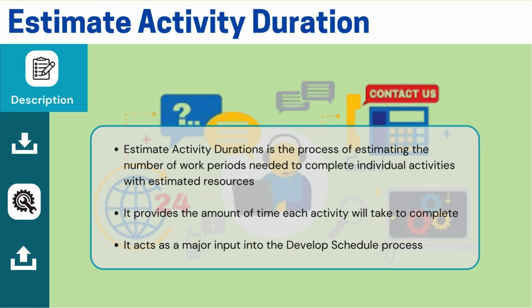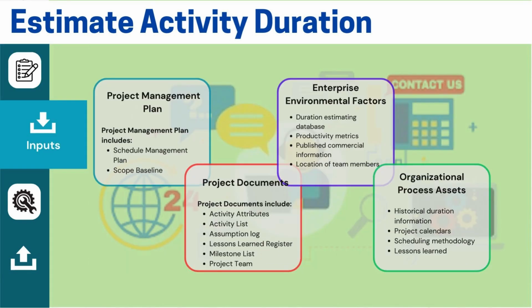For example, conducting surveys or preparing market research findings might take 12 hours, analyzing and consolidating data might take 18 hours. Based on this, we estimate the time needed for each activity in the agreed-upon unit and capture it in the plan. One of the key inputs for this process is the project management plan, which helps us understand the schedule management plan. Another important input is project documents.